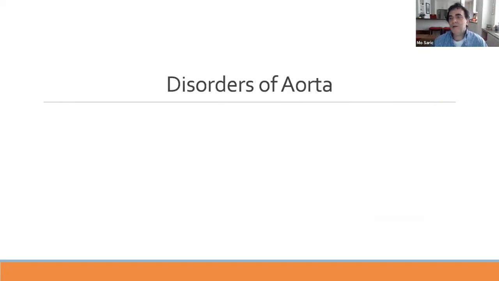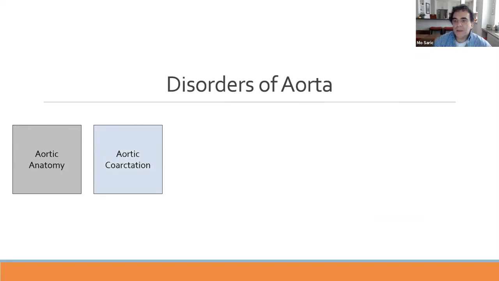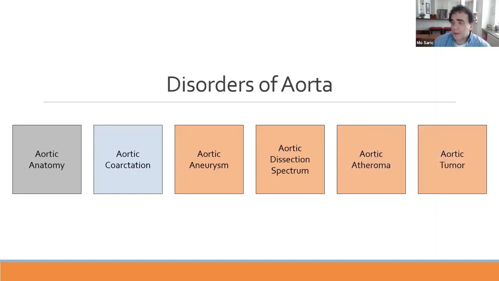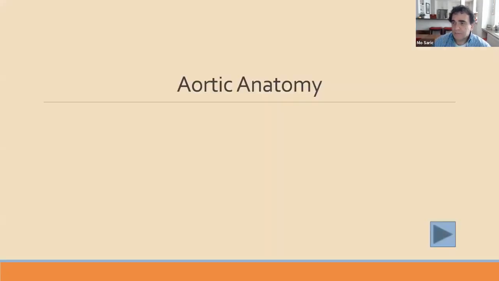And let's look at the overall design of this lecture on the diseases of the aorta. We'll talk a little bit about aortic anatomy, then we'll talk about aortic coarctation, aortic aneurysms, and the aortic dissection spectrum. Please note that I am talking here about the aortic dissection spectrum, which includes several entities, such as intramural hematoma, true dissections or classic dissection, as well as penetrating ulcer. Then we'll talk a little bit about aortic atheroma, and finally, aortic tumors.